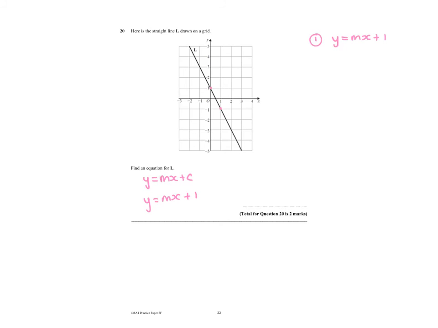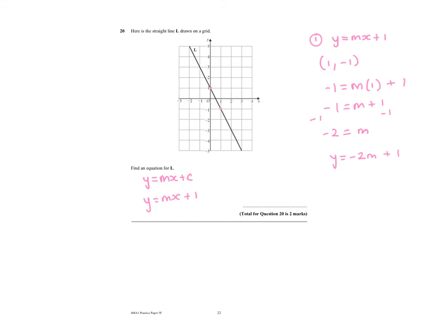So if I pick this coordinate here, I have 1, minus 1. I'm going to substitute in my values. So my y is minus 1 equals m lots of 1 plus 1. So minus 1 equals m plus 1. Rearrange: minus 1 from both sides. Minus 2 equals m. So I get y equals minus 2x plus 1.